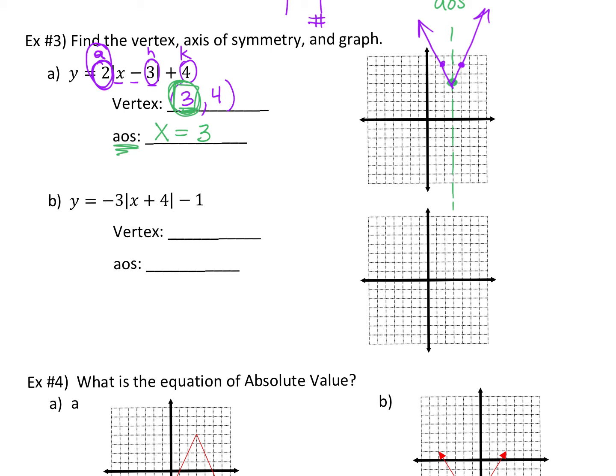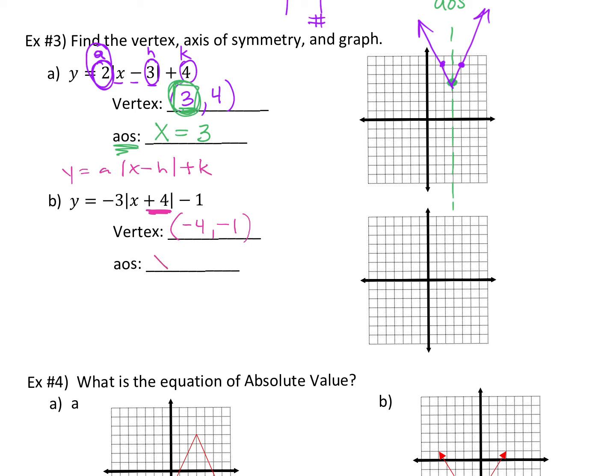Okay, I'm going to lay out the general form right above here. Y equals A times the absolute value of x minus h plus k. What did you get for your vertex? -4, -1. Good. So opposite of what this looks like, right? If it looks positive, it's negative. If it looks negative, it's positive. So -4, -1 is your vertex.